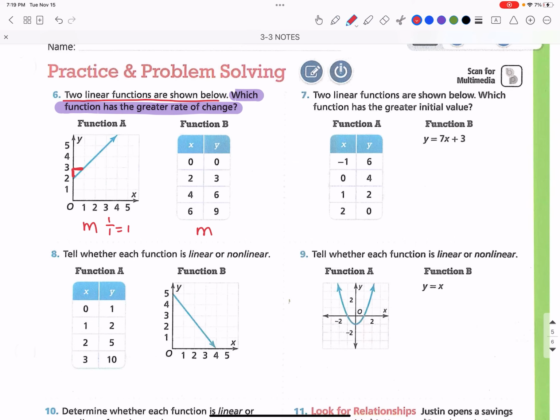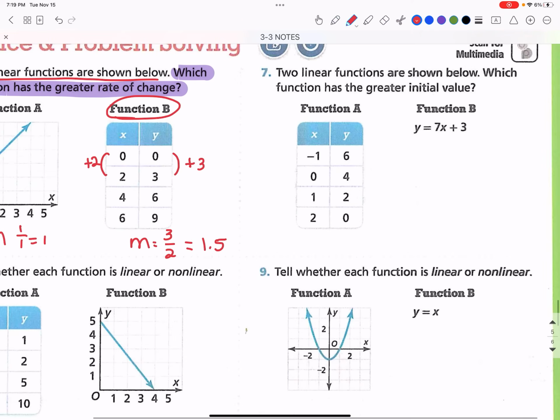How do we find our m over here? We look for our constant rate of change. That's plus 3 over plus 2. The y is changed by 3. The x is changed by 2. When we reduce that, that's 1.5. So which function has the greater rate of change? The answer is function B. Okay, same thing here. This one's easy.